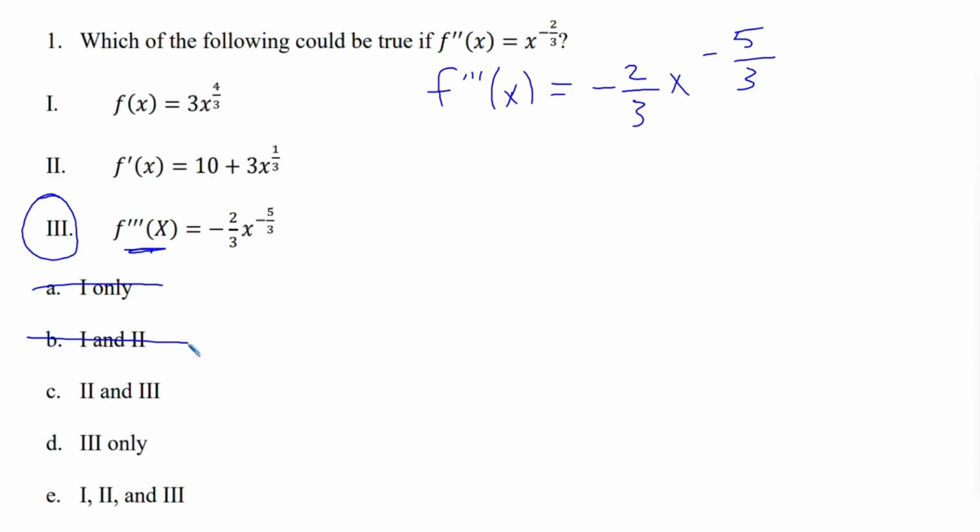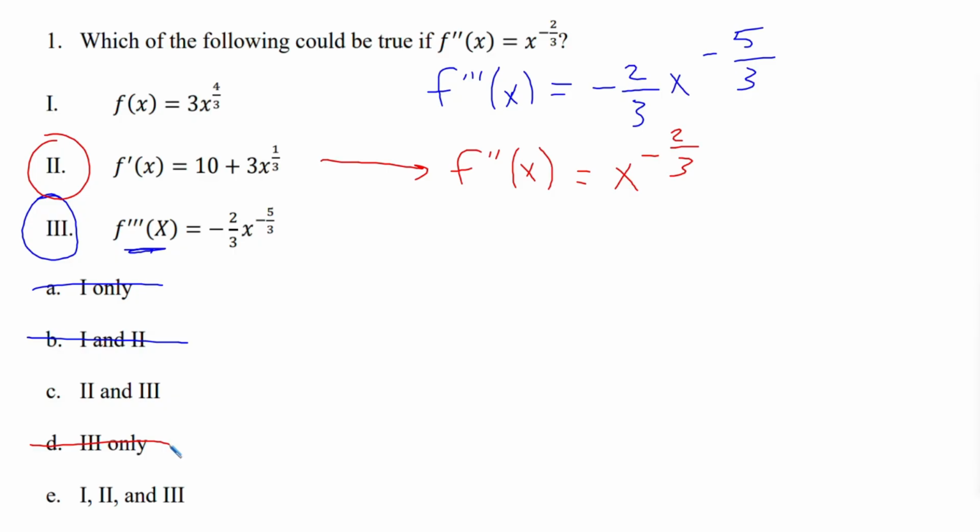Then the next one I would do probably is just take the derivative of number 2, because its derivative should be x to the negative 2/3 if we are going to make that true. So the derivative of 10 is 0, and then 3 times 1/3 is 1. So 1x to the, and then 1/3 minus 1 using the power rule is negative 2/3. So it looks like option 2 is true, so we can eliminate option D.